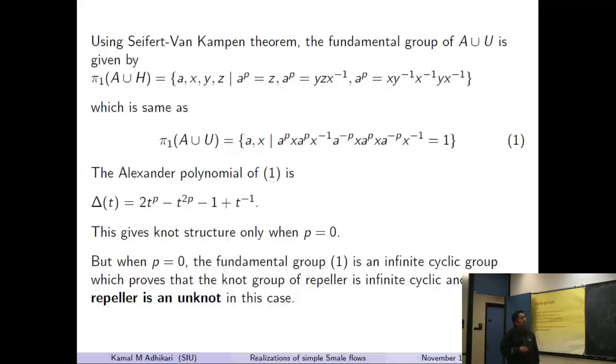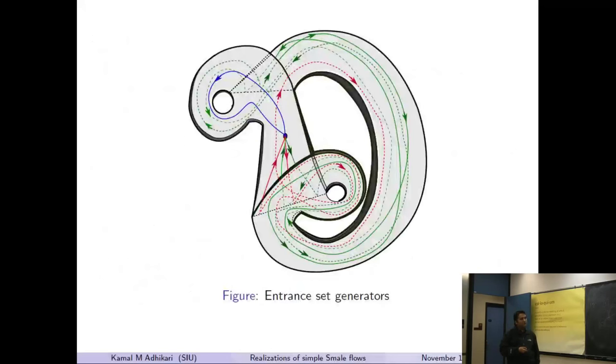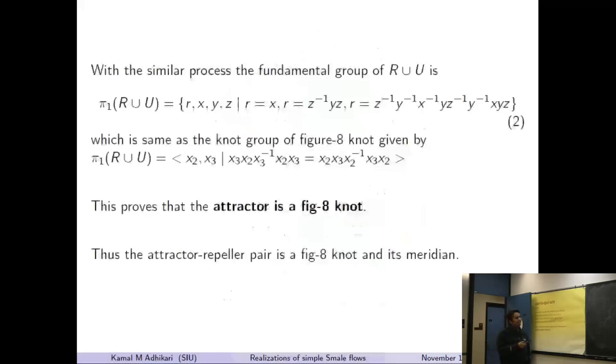Using the same concept and taking the generators, there are too many crossings in this. Starting at this base point, one generator is this blue one, which is X, and then the other, the red one, goes down, then goes back, and then from there goes up, and then down, and then somewhere. So we will be getting this fundamental group here.